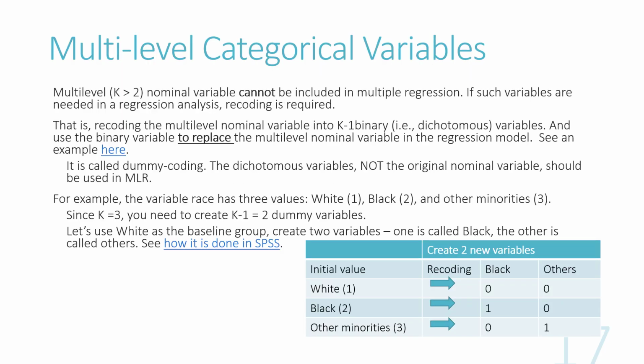Another issue in multiple regression is the incorrect handling of multi-level categorical variables. For example, if racial background is coded as 1 for white, 2 for black, and 3 for other minorities, SPSS would interpret these as numeric values rather than categorical labels. To correctly include categorical variables, you must recode them into dummy variables. I have demonstrated this procedure in a separate video tutorial.